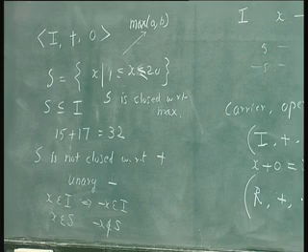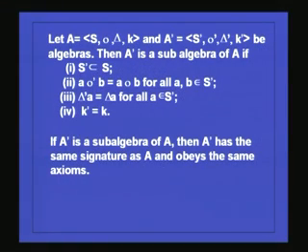Next we consider what is meant by a subalgebra. Let A equal to (S, dot, del, k) and A dash equal to (S dash, dot dash, del dash, k dash) be algebras. It need not have a single binary operation or a single unary operation. You may have several operations, but we generally take it like this for convenience. But these two algebras have the same signature: the same number of binary operations and the same number of unary operations. A and A dash are of the same signature.